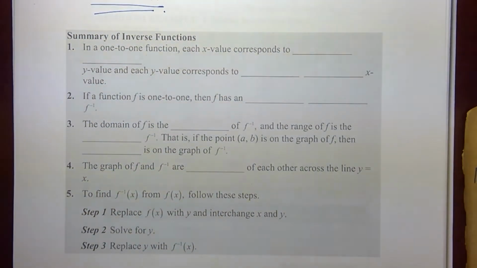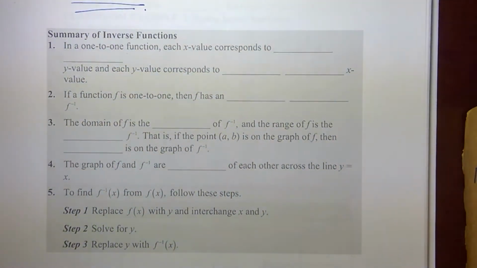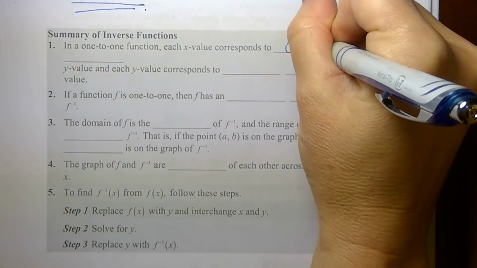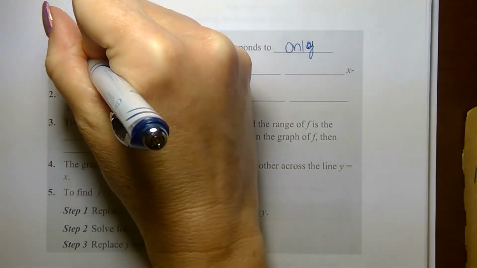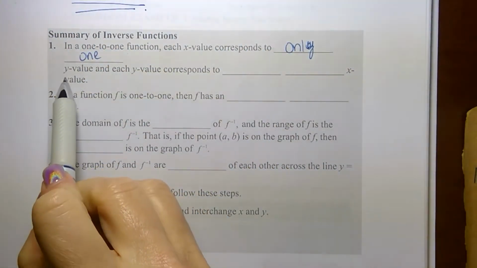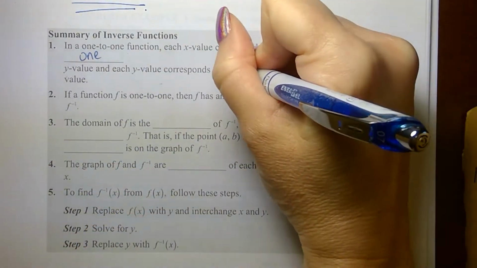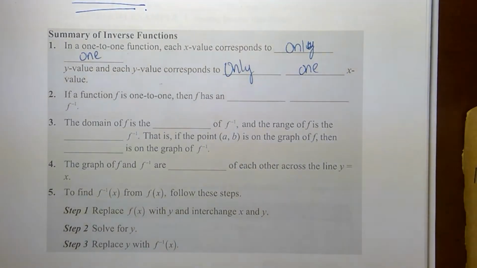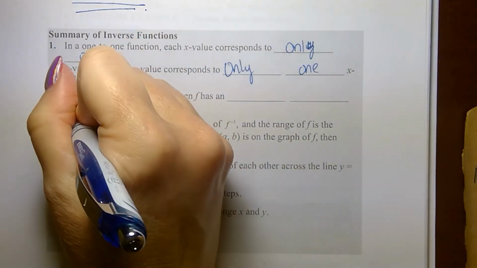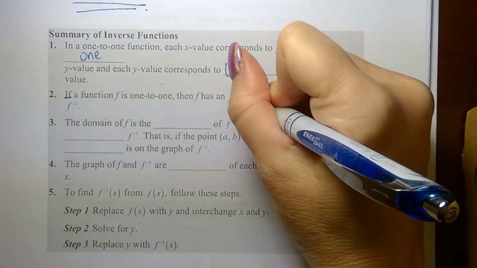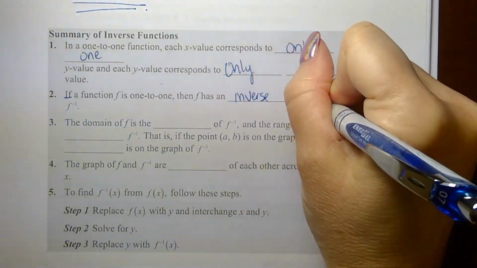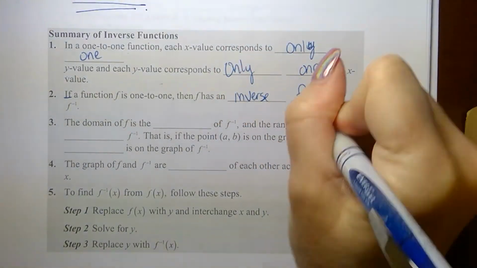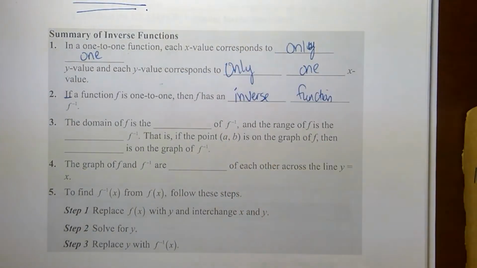Okay, let's summarize inverse functions. In a one-to-one function, each x value corresponds to only one y value, and each y value corresponds to only one x value. So each x has a unique y value associated with it. The function f is 1-to-1. If a function f is 1-to-1, then it has an inverse function. Remember, I can invert anything, but that inverse is only a function if what I started with was a 1-to-1 function.